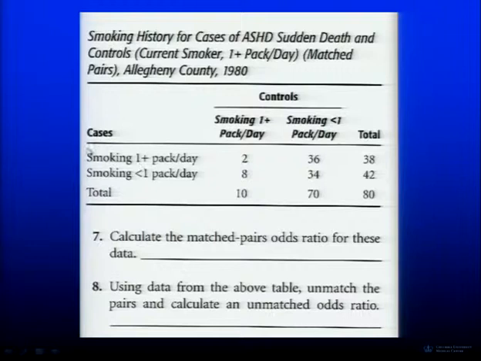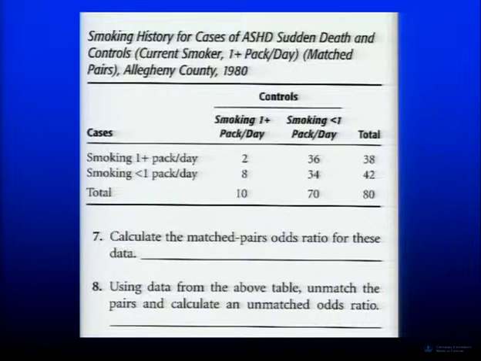So 38, right? It's cases. Everyone here is a case, and all of these people smoked. So it's the sum of them. It's going to be the 38. So this becomes 38. And can anyone tell me what this box is going to be on that side? The exposed controls? 10, right. It's everyone who smoked in this control group. So this is going to be 10. And then what do we have over here? 42.